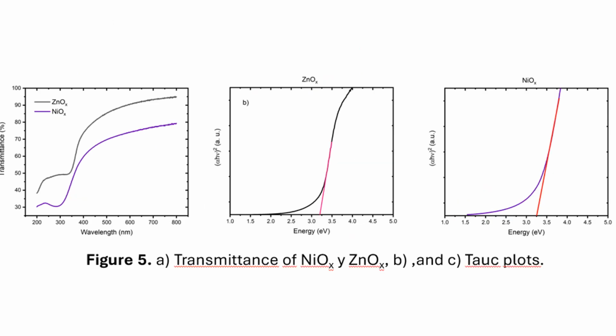From the transmittance of both semiconductors, zinc oxide is the most transparent. Using these measurements, we obtain the Tauc plots where we have made a linear fitting. The intersection reveals a band gap of 3.2 electron volts for zinc oxide and 3.25 electron volts for nickel oxide.